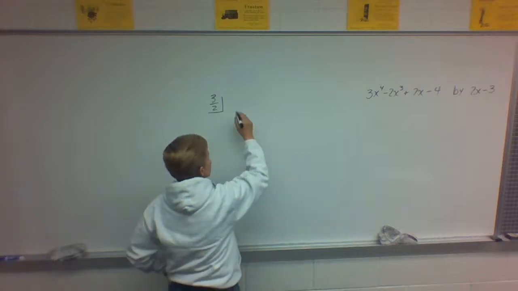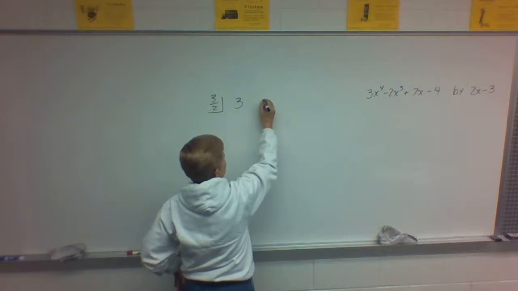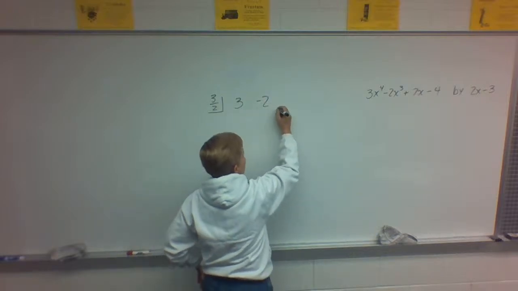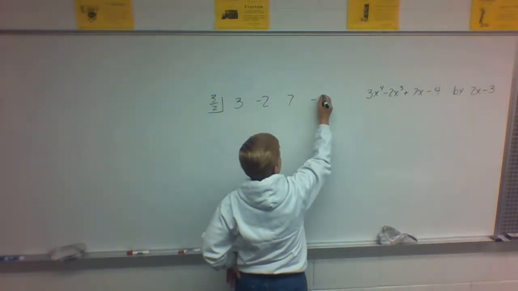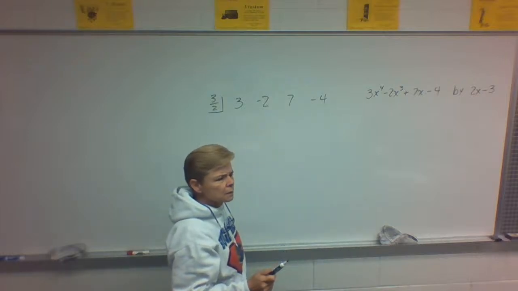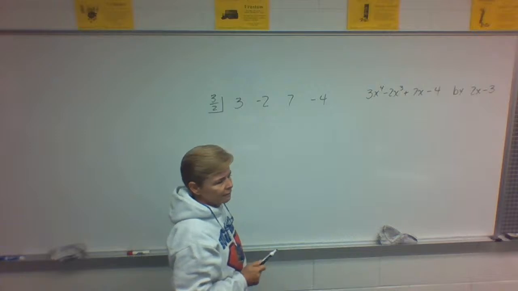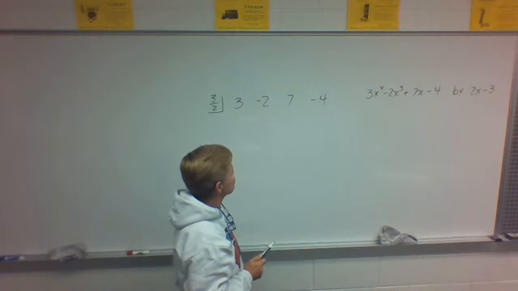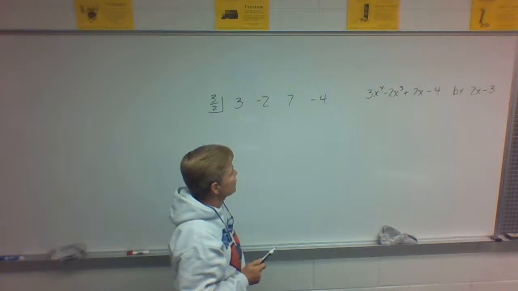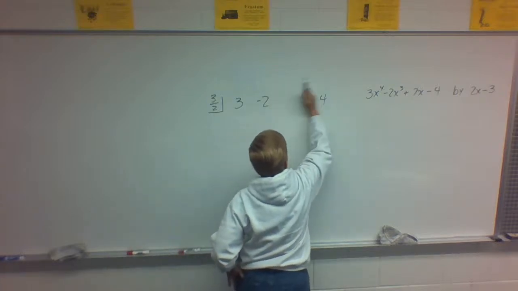Okay. And then we put these others in. We get 3. And make sure you separate it out so that it doesn't look like 3 minus 2. So we have a negative 2, a 7, and a negative 4. Right? Yeah. No! Oh. What should it be? 0. Where? After the negative 2.